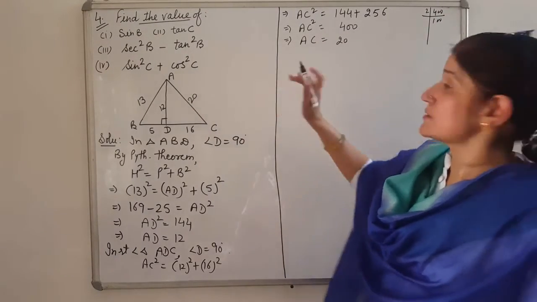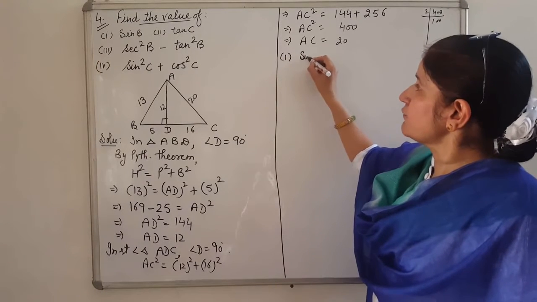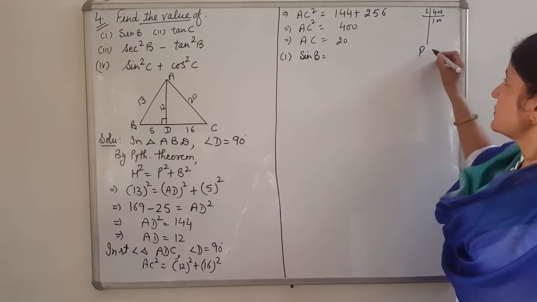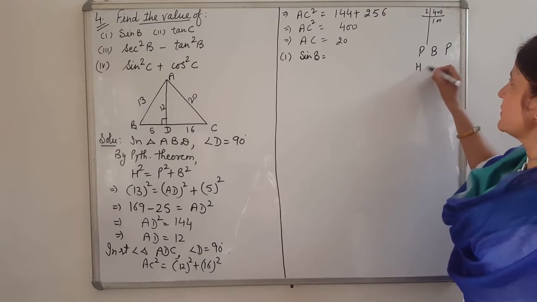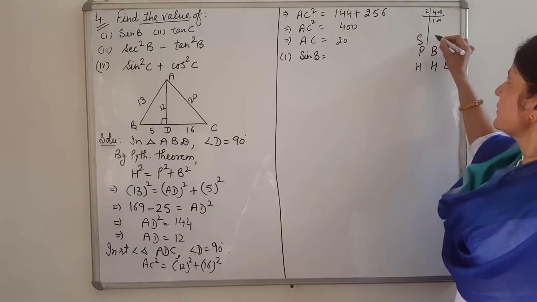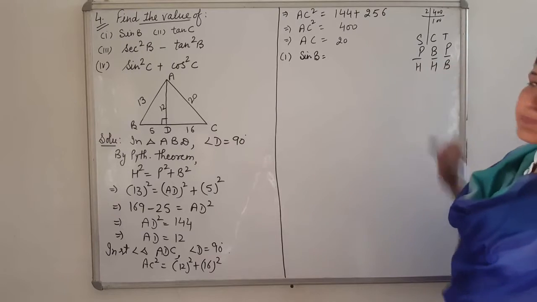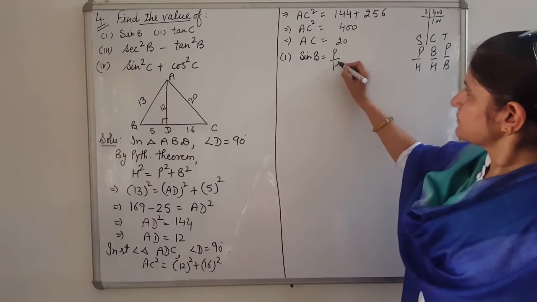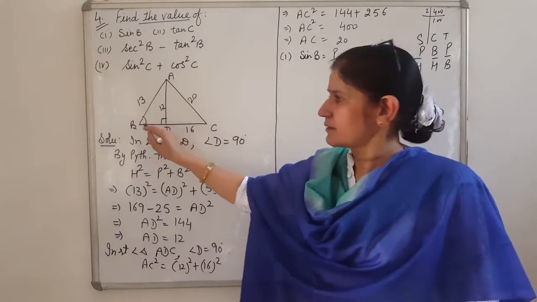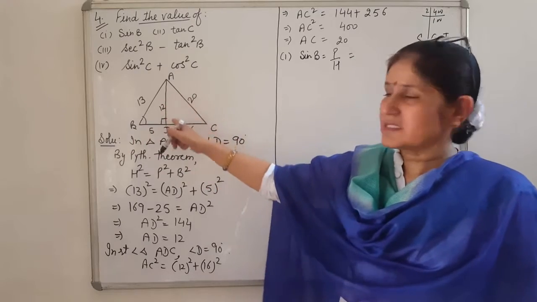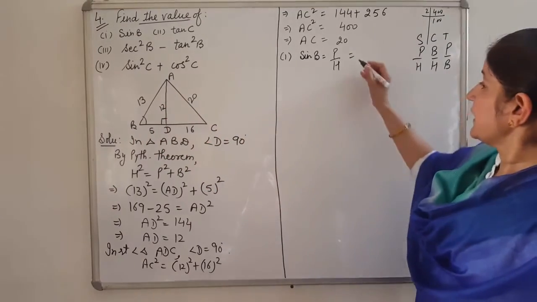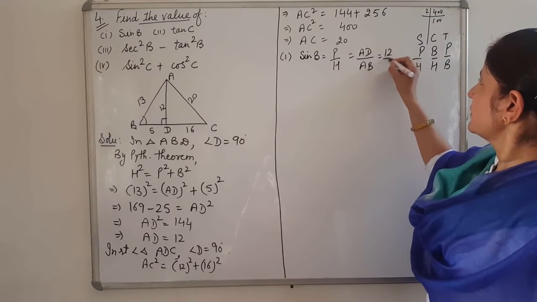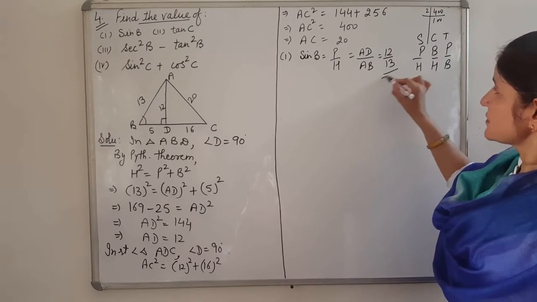Now we'll start with the parts. In our first part, you have to find the value of sin B. What is the ratio? Same as the mnemonic: Sin is P over H. What is P? This angle you have to take. So this is base, this is perpendicular. AD upon AB means 12 upon 13. This is our first answer.